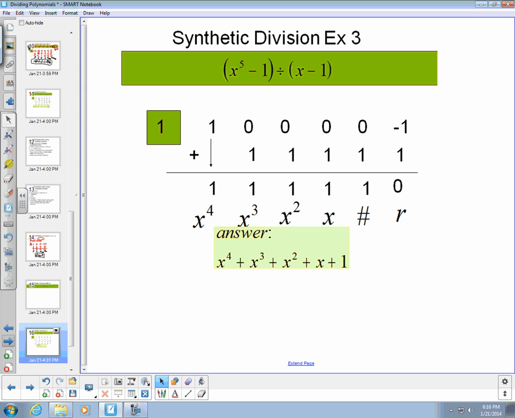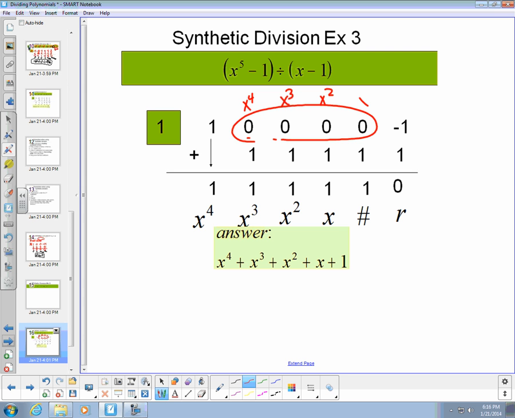Okay, here's the answer for example 3. And notice we've got a bunch of zeros in here when we set it up. And that's because we didn't have an x to the fourth, an x to the third, an x squared, or an x. We jumped straight from x to the fifth to the constant. So we had to fill in with all those zeros. Okay? The 1 in the box is the opposite of this term in the divisor.